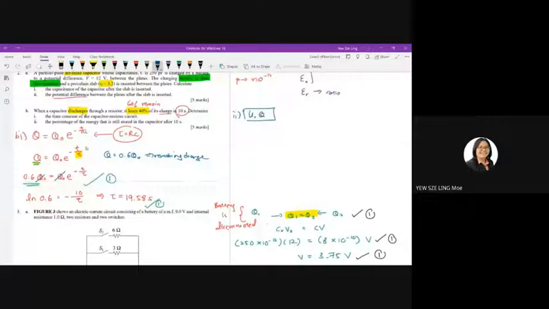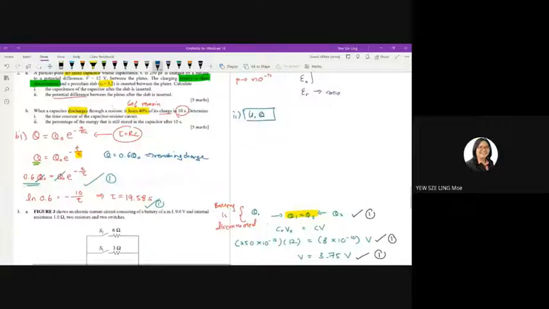Let's try to find an equation that can link U and Q together. Because now the responding variable, the changing variable in this question, is U and Q. Benda yang ubah adalah Q dengan U. So apa yang kita nak buat? Kita cari equations yang ada U dengan Q.